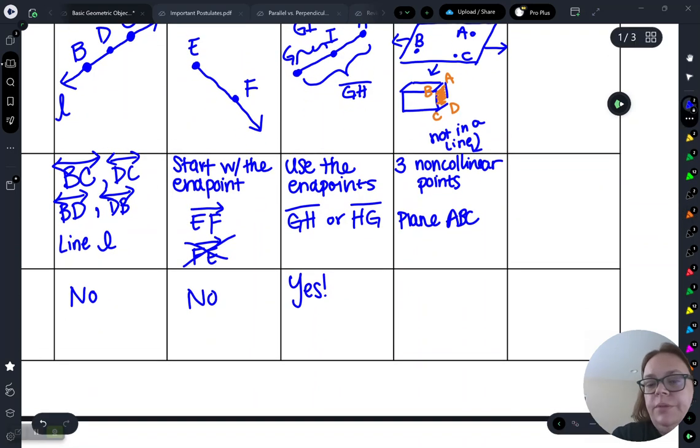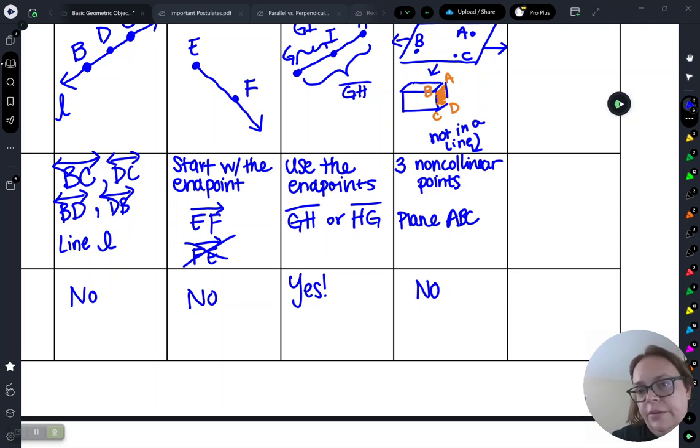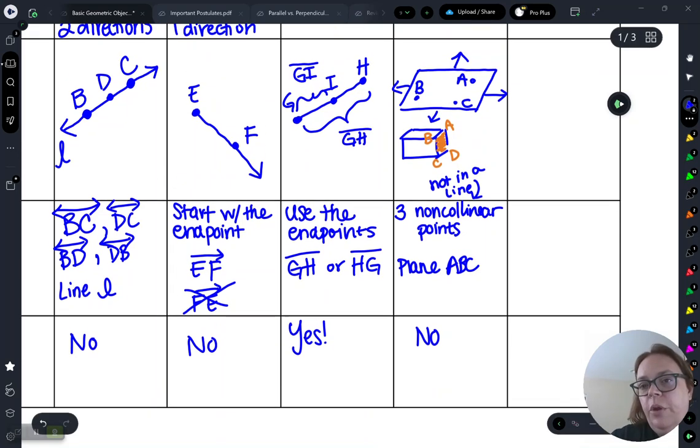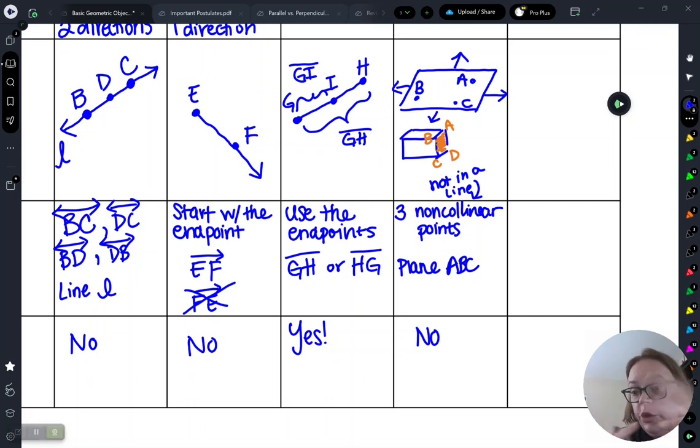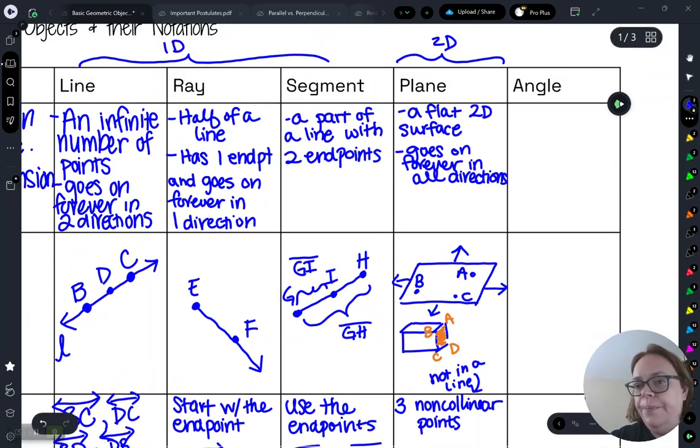Is it measurable? No, it's infinite. It goes on forever. You can't measure it. If we were to chop it up and turn it into a polygon, then we might be able to measure it in area. But the plane itself does go on forever.